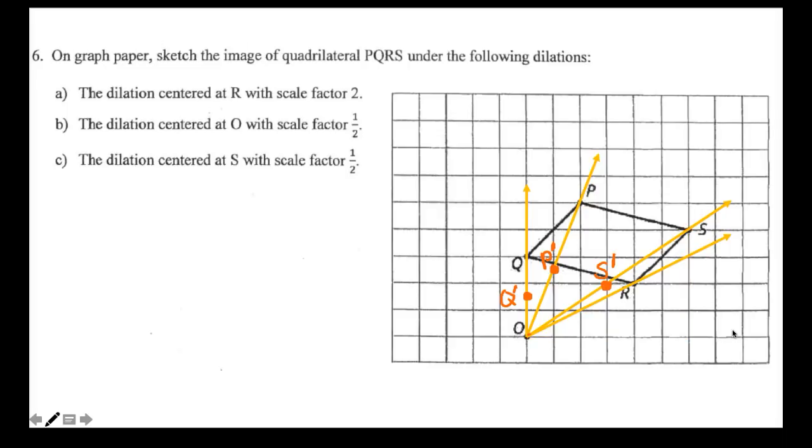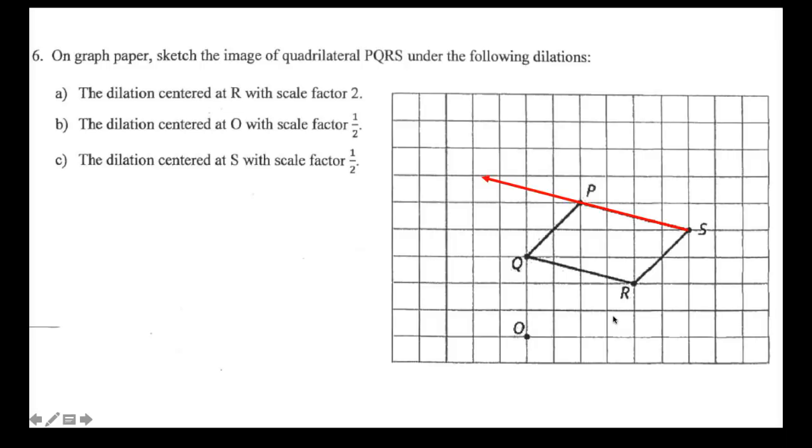Okay, so for my next one, from O to R, I go over 4, up 2. Halfway is over 2, up 1. When I connect my points, that's my new quadrilateral.